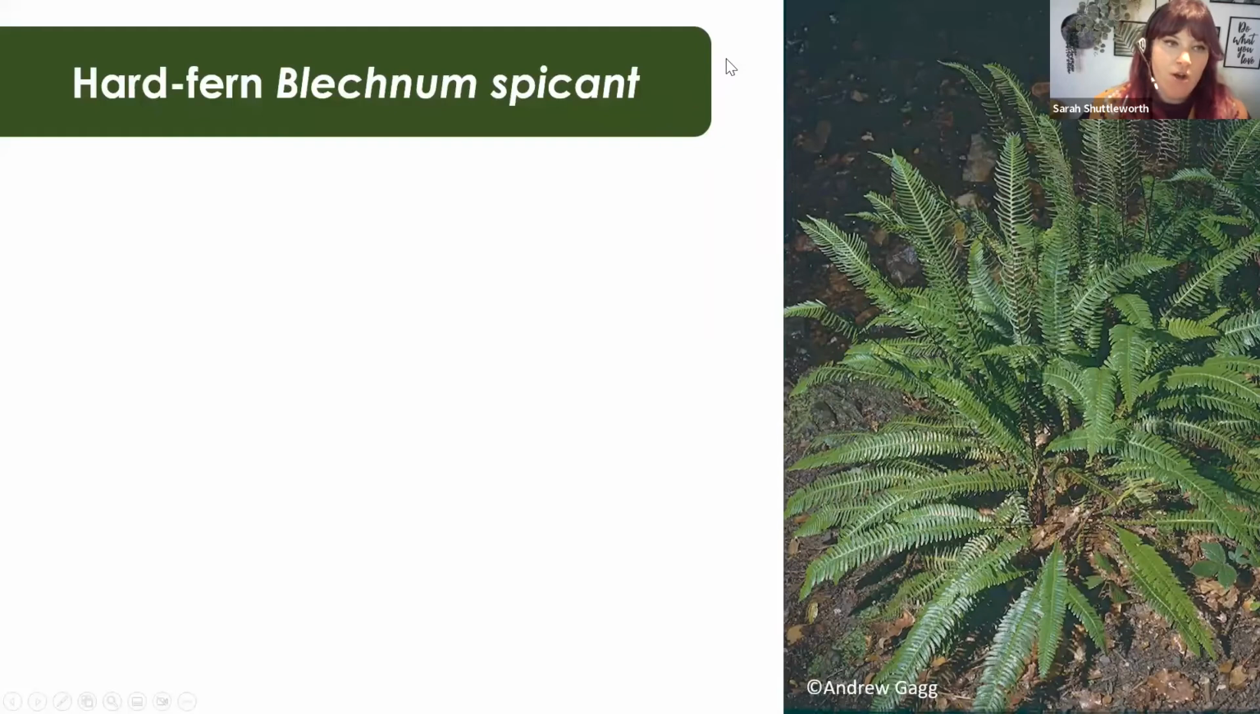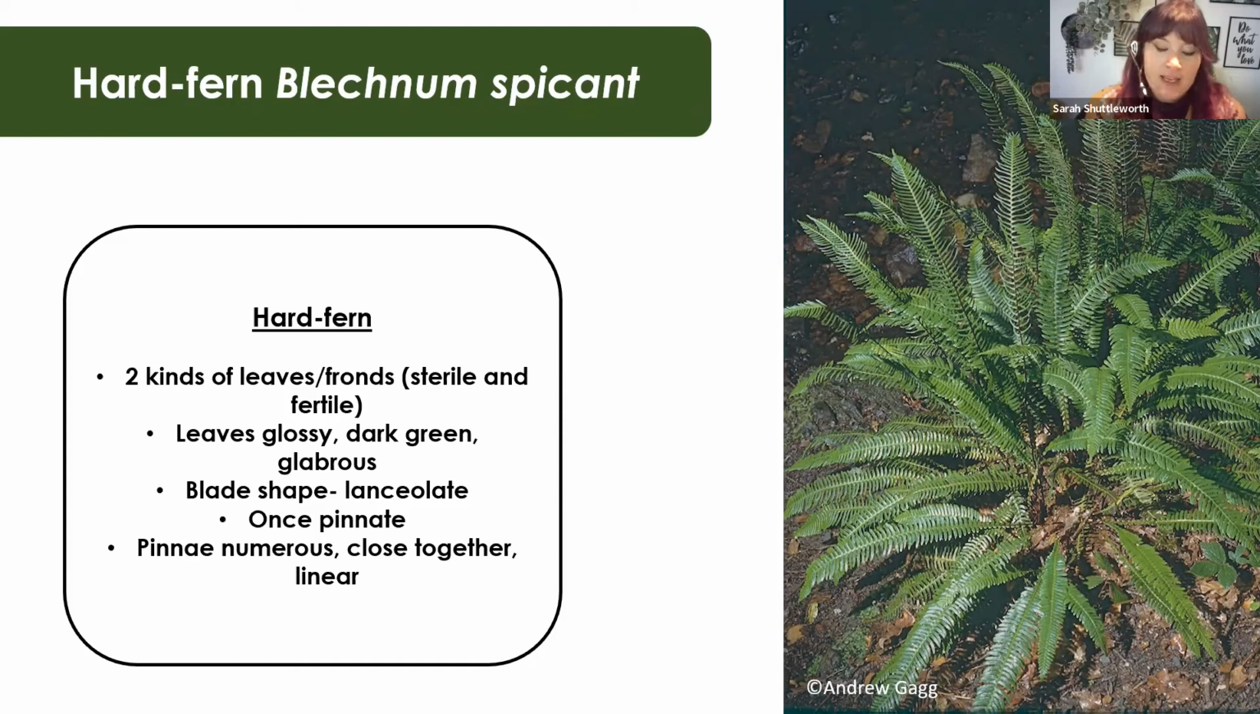So if we have a look at hard-fern first, it's a really beautiful fern, very characteristic, kind of distinctive, I would say. So that's quite useful that it's distinctive. Interestingly, it's one of the ones that has 2 different kinds of leaves or fronds. There are several different fern species that have these non-fertile and fertile fronds, but less obvious, I would say, on hard fern.